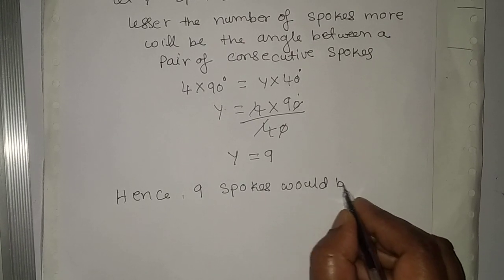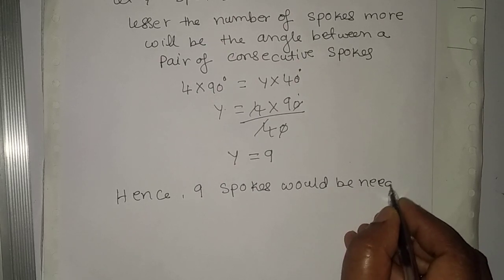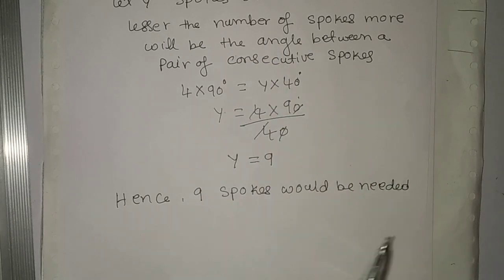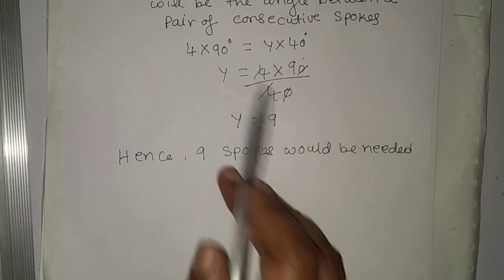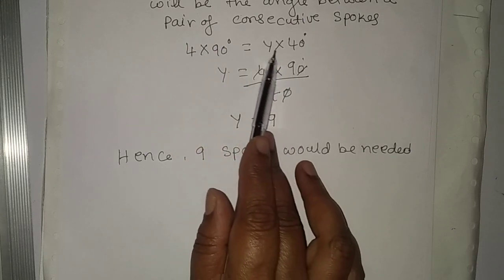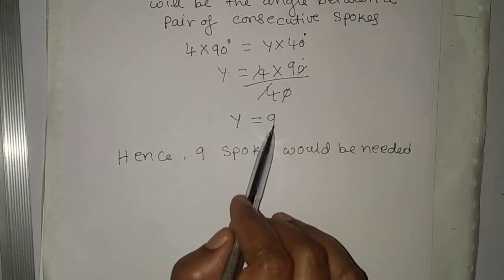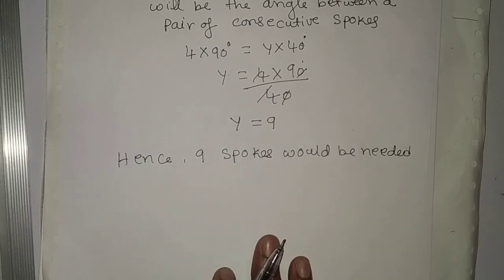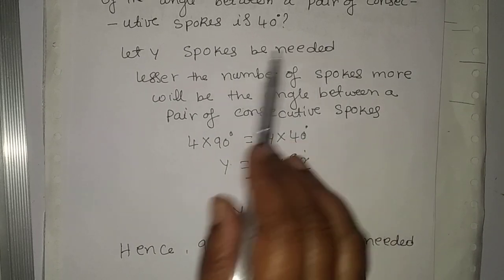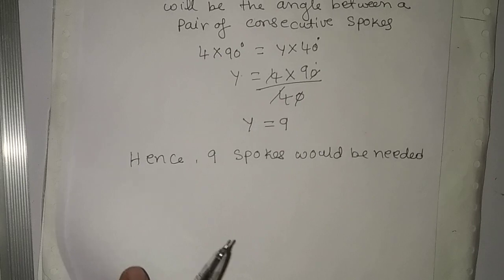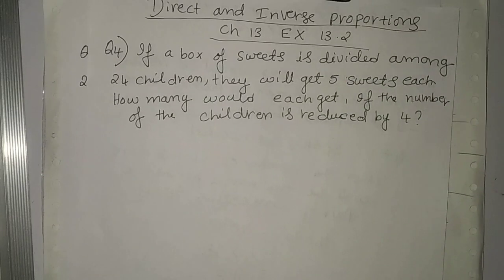So we took a variable, then we calculated, and took the degree as 40 degrees, as given in the question. Substitute here 4 into 90, we took the initial value in the table, then 4 into 40 degrees, then y we calculated, y is 9. So 9 spokes are needed if the angle is 40 degrees. So this completes the third part of the question. So we move to the fourth problem.